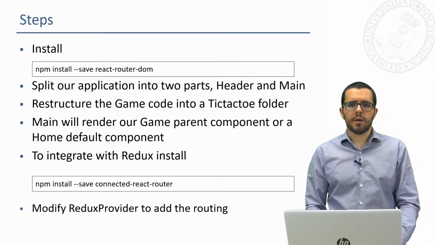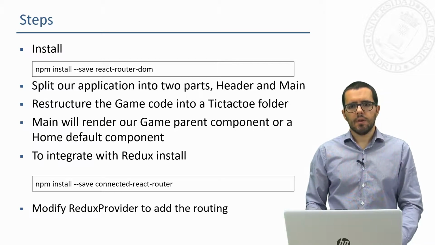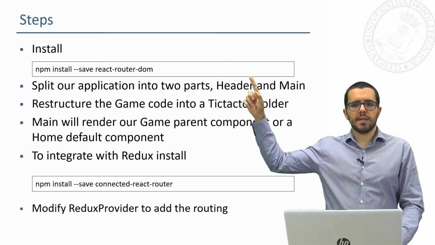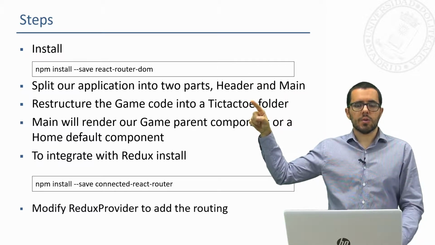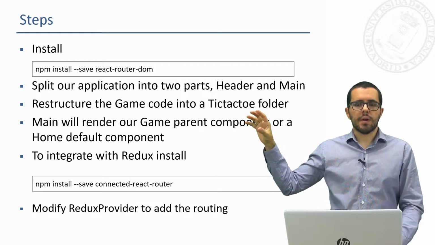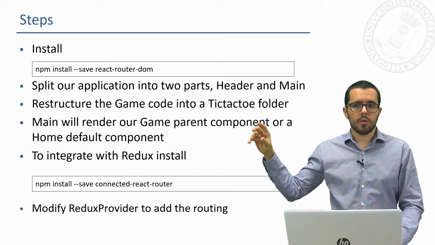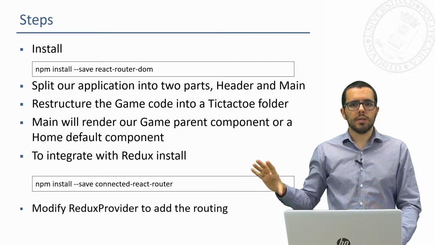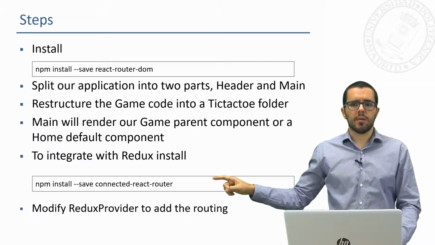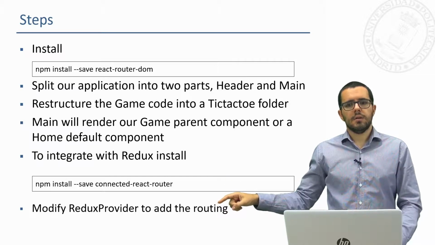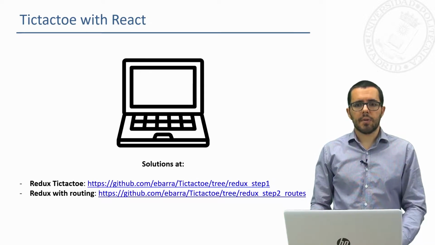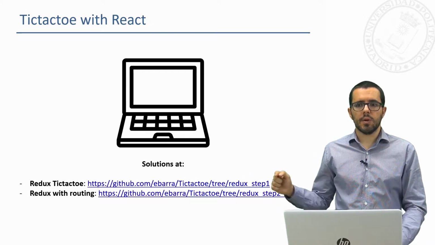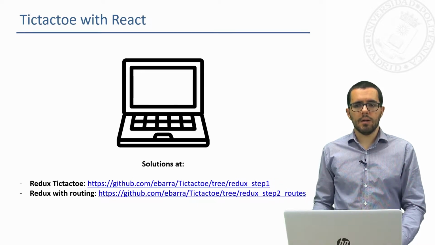Let's add routing to our React Redux tic-tac-toe. For it, we are going to, in the first place, install React Router DOM, then split our application and restructure the code. We will render either game or main depending on the URL, and finally we will integrate it with Redux with connected React Router, modifying the Redux provider. We have a GitHub repo as always with 2 branches. We will start from Redux step 1 and we will go to Redux step 2.